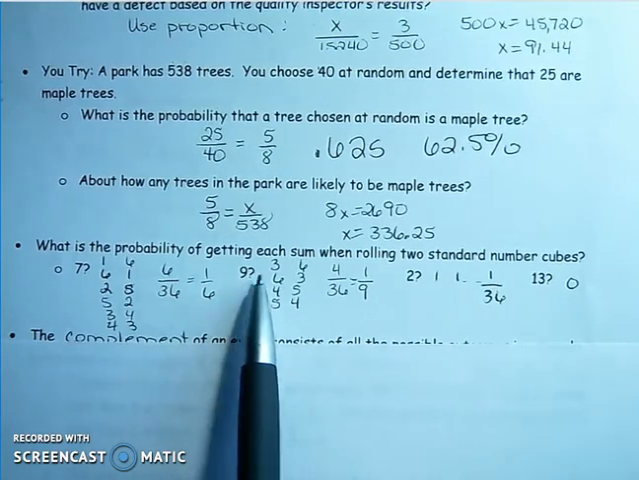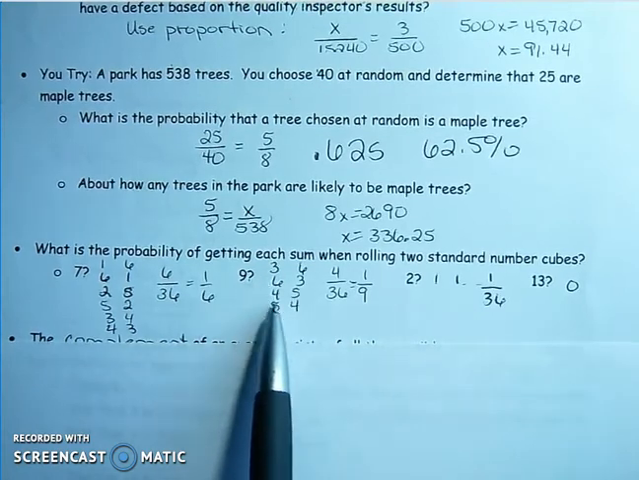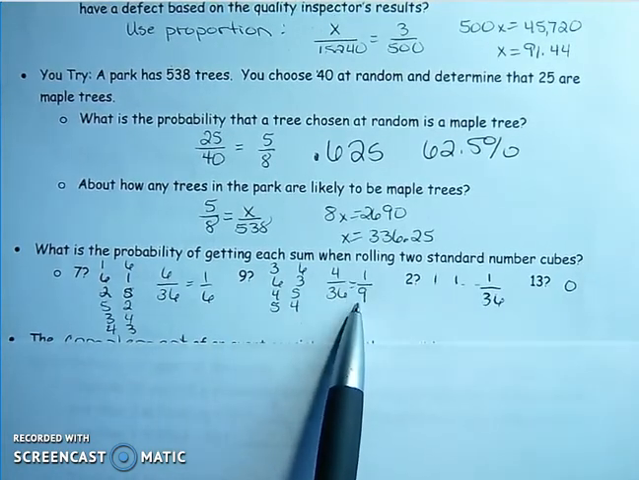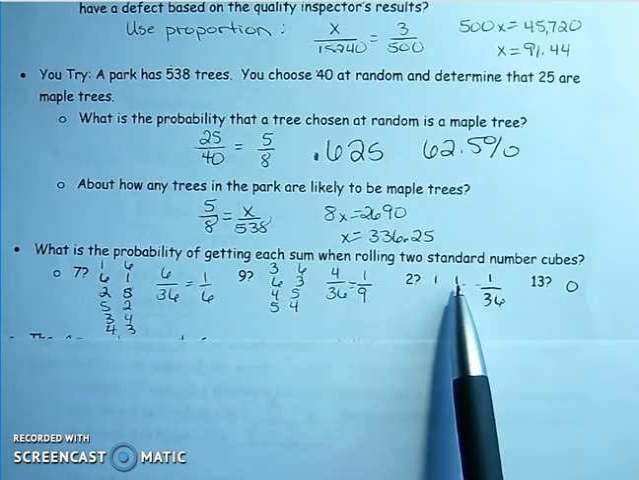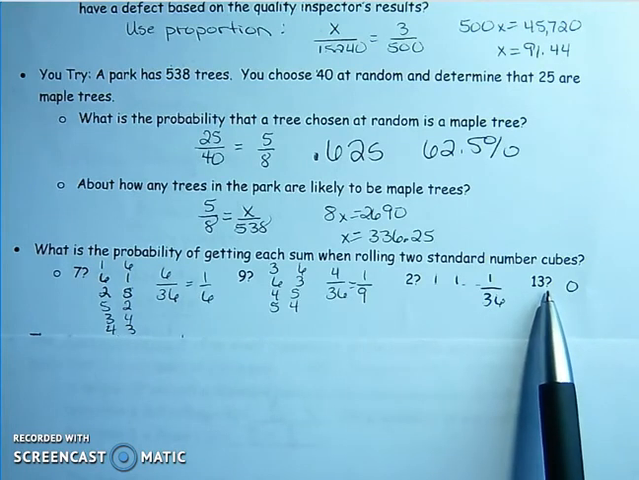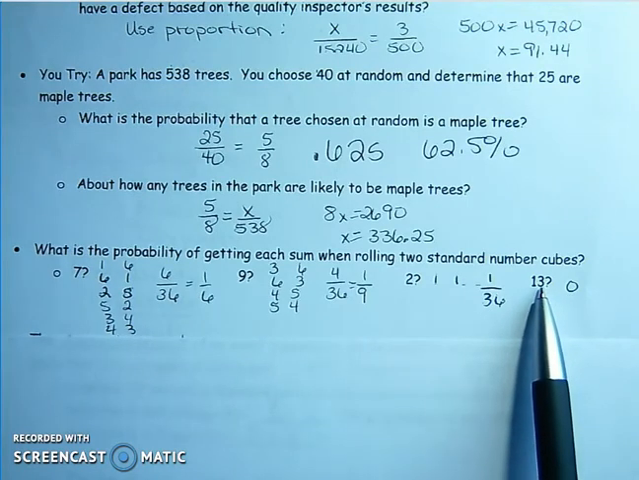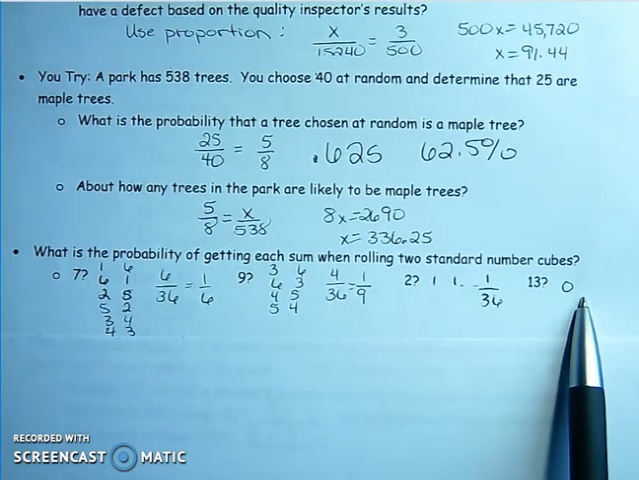Same thing with 9. We can get 3 and 6, 6 and 3, 4 and 5, 5 and 4. 4 options out of 36 or 1/9. To get 2, our only option is 1 and 1, so that's 1 out of 36. To get 13, there's no way to roll 2 standard number cubes and get a sum of 13. The highest you can get is 12, so that would be 0.